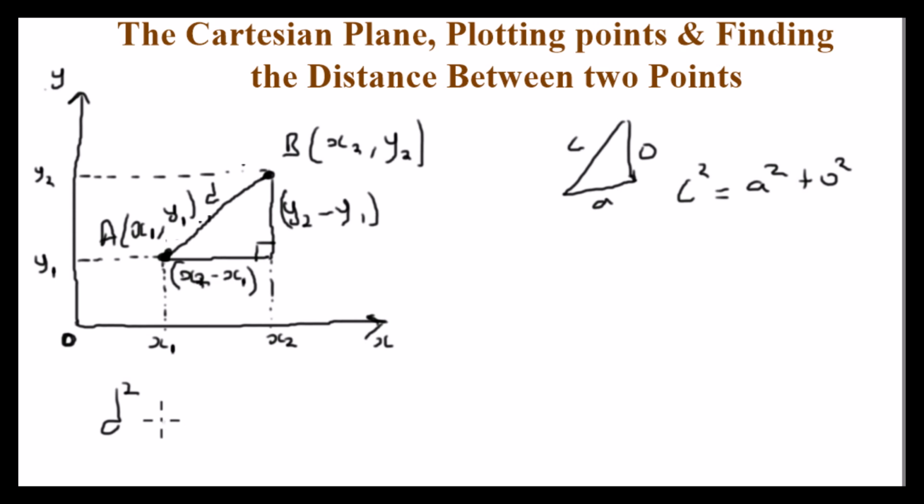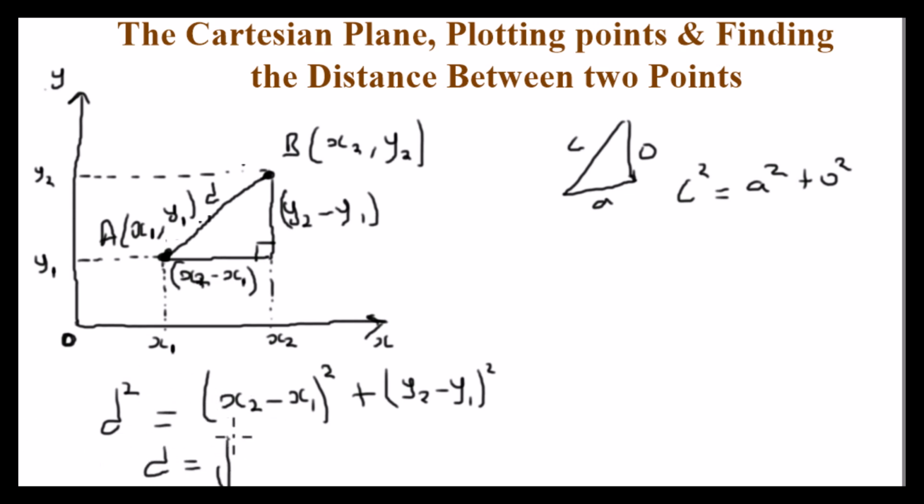So I'll simply say d squared, that is the distance squared, should be equal to x2 minus x1, everything squared, plus y2 minus y1, again, everything squared. But since we're looking for the distance, then definitely we need to find the square root of this. So d would be equal to the square root of x2 minus x1, everything squared, plus y2 minus y1, everything also squared. So this is the formula we want to use to find the distance between 2 points.